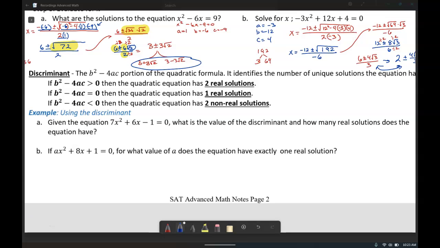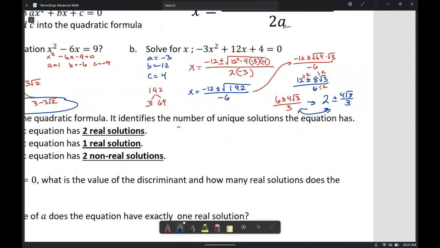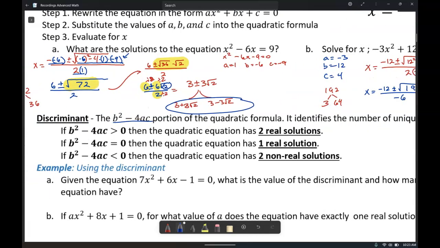The last thing we're going to take a look at with our quadratics for now is the discriminant, which is the b squared minus 4ac portion of our quadratic formula. The discriminant tells us the number of unique solutions that the equation has. Every quadratic has two solutions, but sometimes that solution is repeated, in which case we'll only have one solution when we solve, because there's only one unique solution.